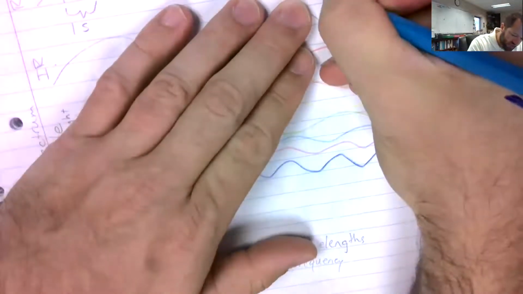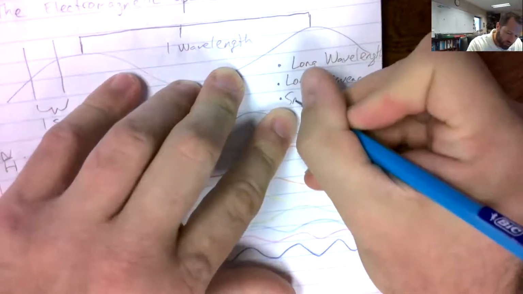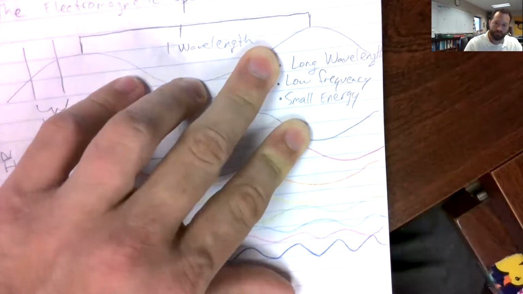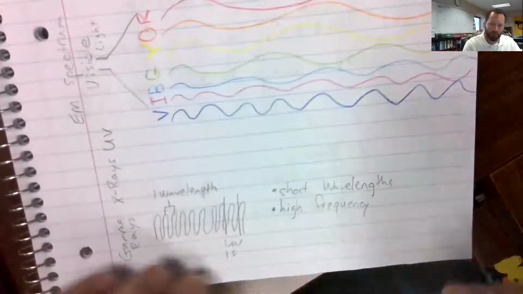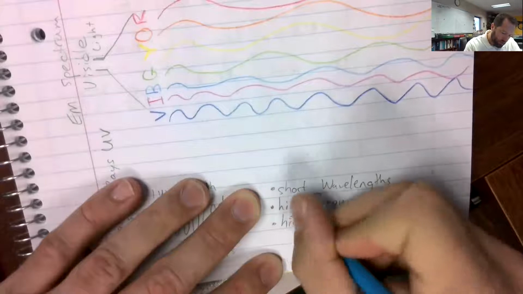So back to this side, our low frequency means a small amount of energy. Down at the bottom here, we got our high frequency. That means it's going to be high energy.